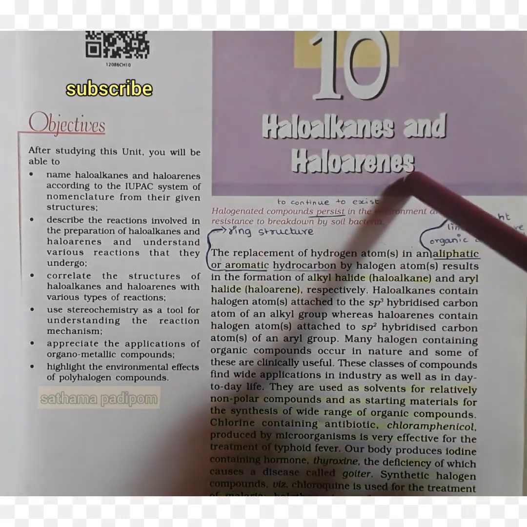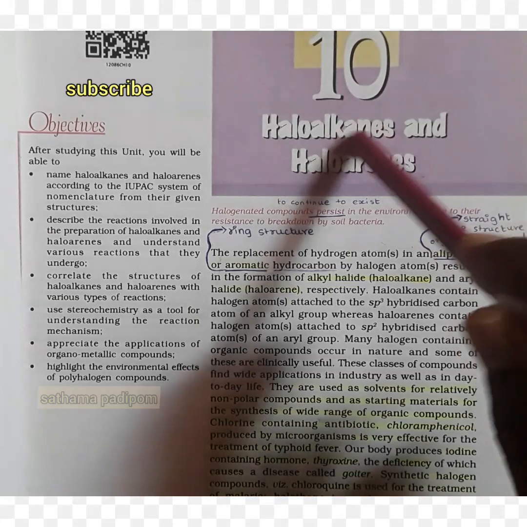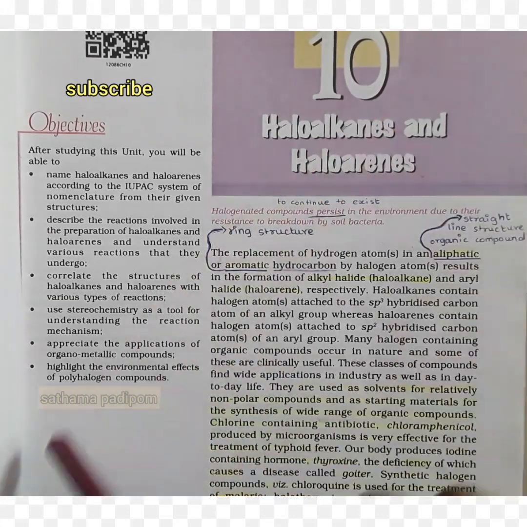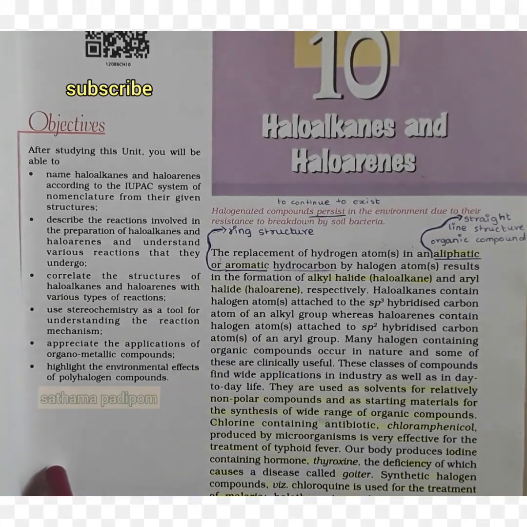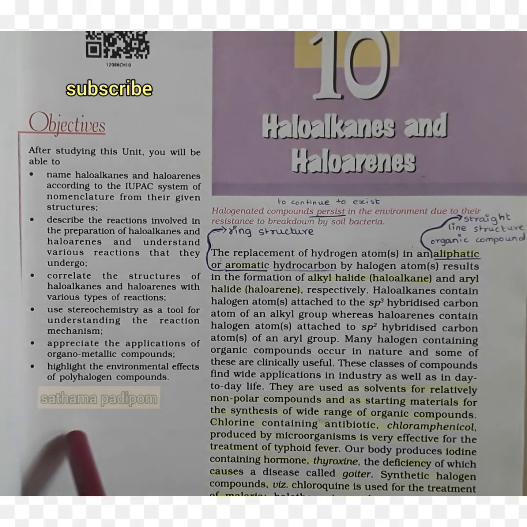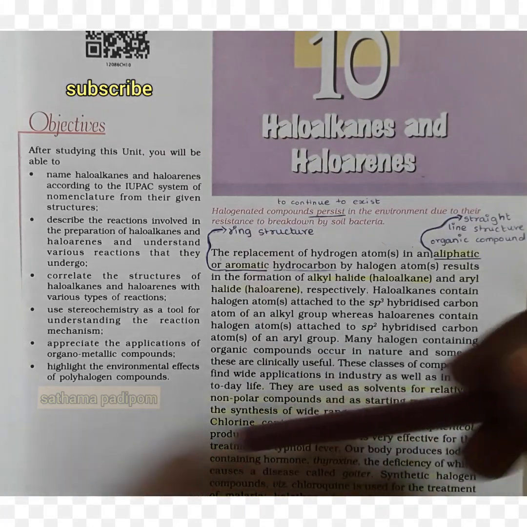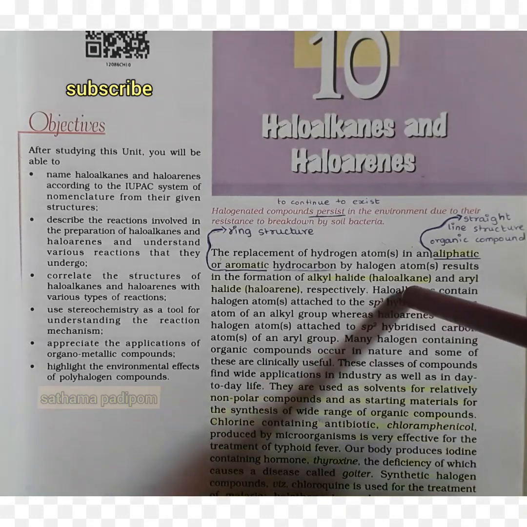what haloarenes are. Alkanes, you know that. So what are alkanes? In organic chemistry we have learned about carbon compounds: methane, ethane, propane, butane. Okay, that suffix "ane". So these are all alkanes, which have single bonds in their structure.